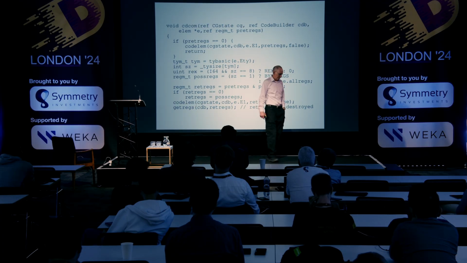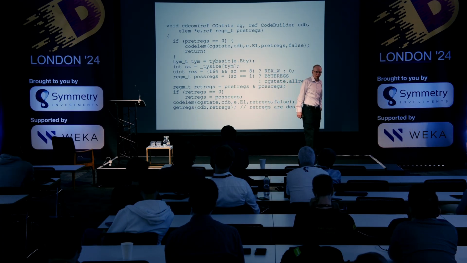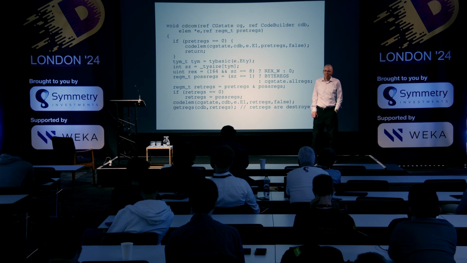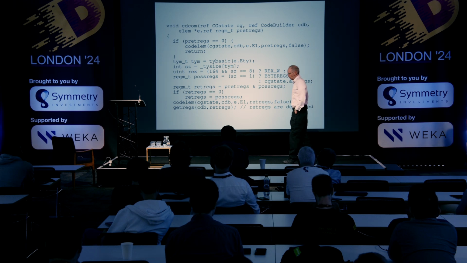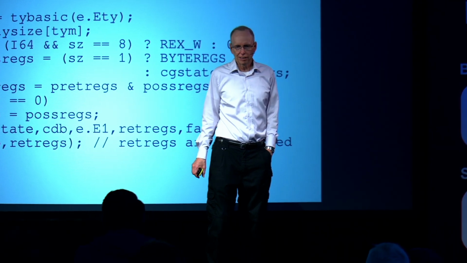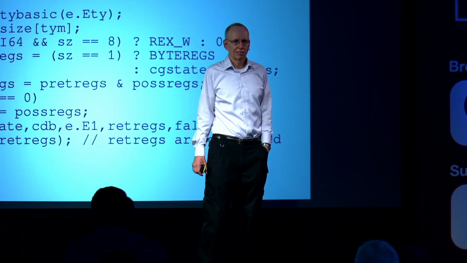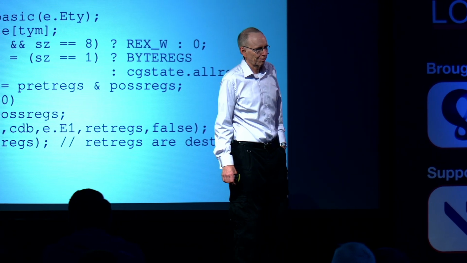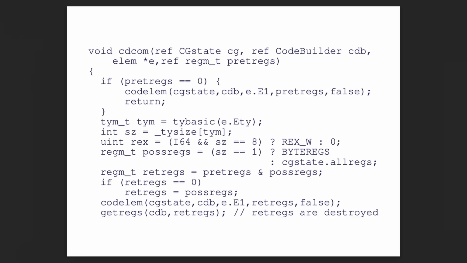People have complained about the use of E as the variable name in the backend. Well, it turns out that I think every single use of E as the variable name in the backend is always an elem, an instance of an elem. And the variable C is almost always an instance of an instruction. So it's not completely crazy.